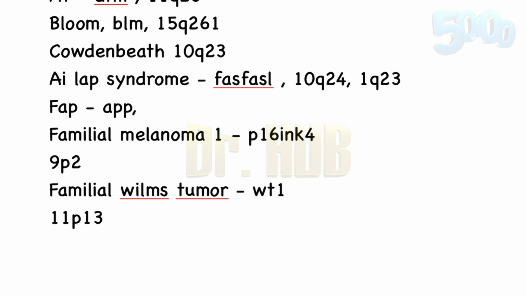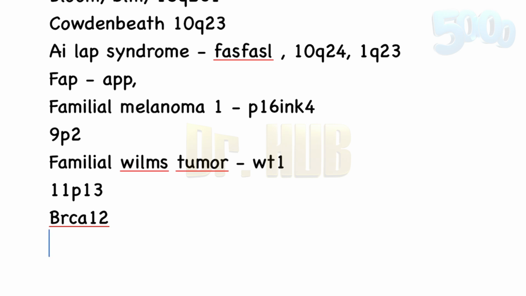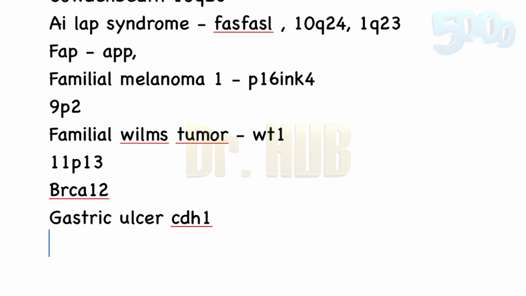Then moving on to hereditary breast and ovarian cancer, it is going to be BRCA1 as well as BRCA2, and this is associated with 17q21 and 13q12-13. Then we move on to hereditary diffuse gastric cancer. This is associated with CDH1, and the chromosome will be 16q22.